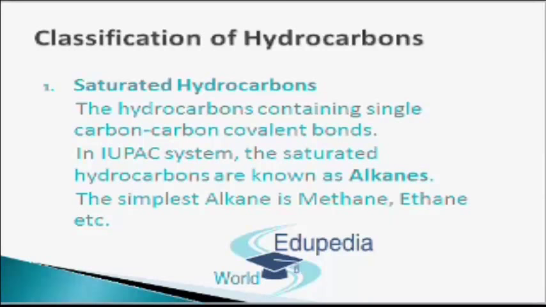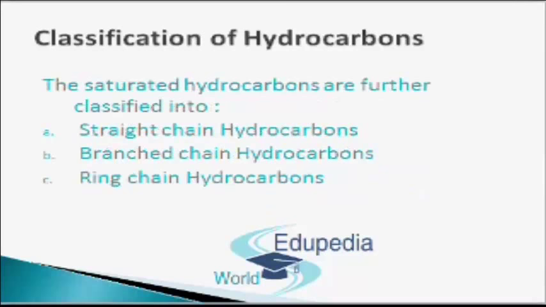In the IUPAC system, the saturated hydrocarbons are known as alkanes, and the simplest alkane is methane, and the other members of the series are ethane, propane, butane, pentane, hexane, and so on. The saturated hydrocarbons are further classified into straight chain hydrocarbons, branch chain hydrocarbons, and ring chain hydrocarbons.